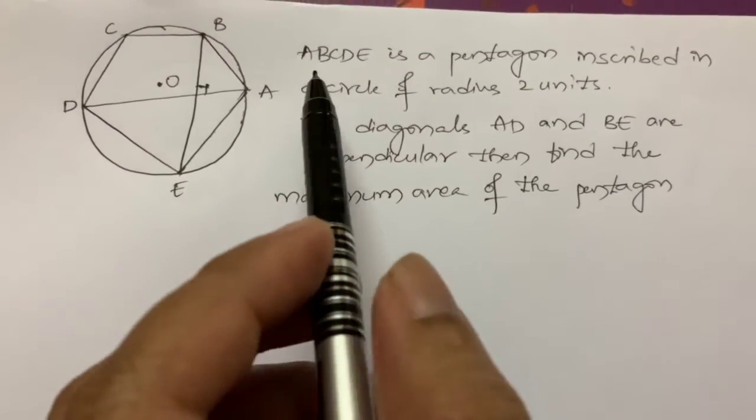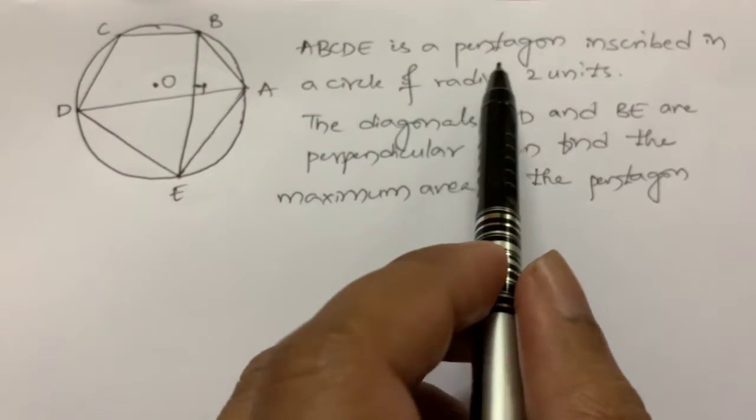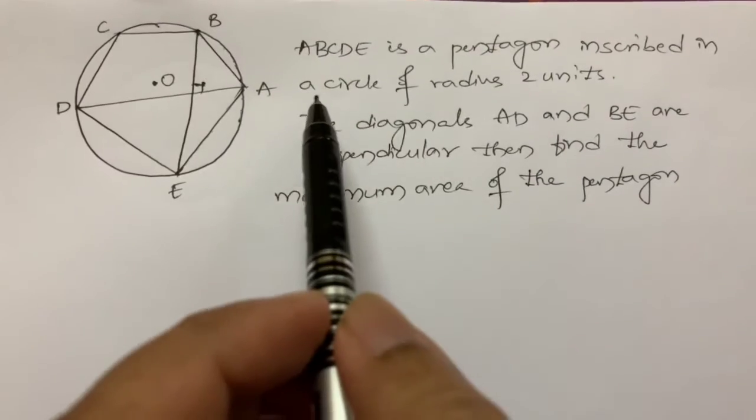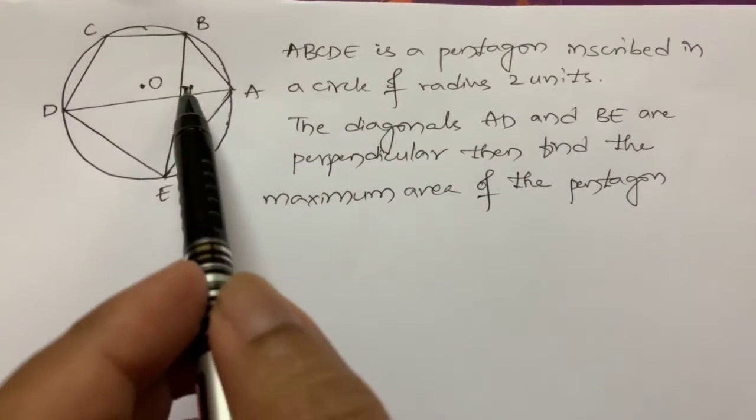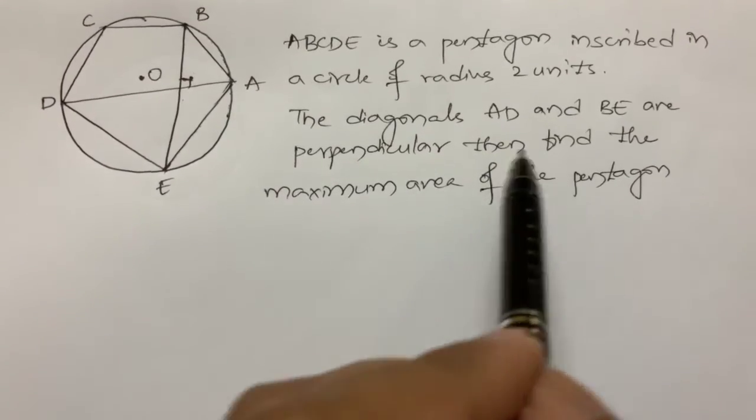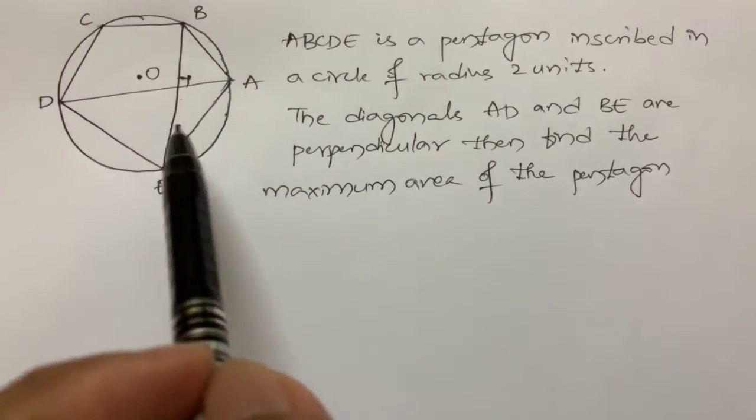Let's look at this problem. ABCDE is a pentagon inscribed in a circle of radius 2 units. The diagonals AD and BE are perpendicular to each other. Then find the maximum area of the pentagon.